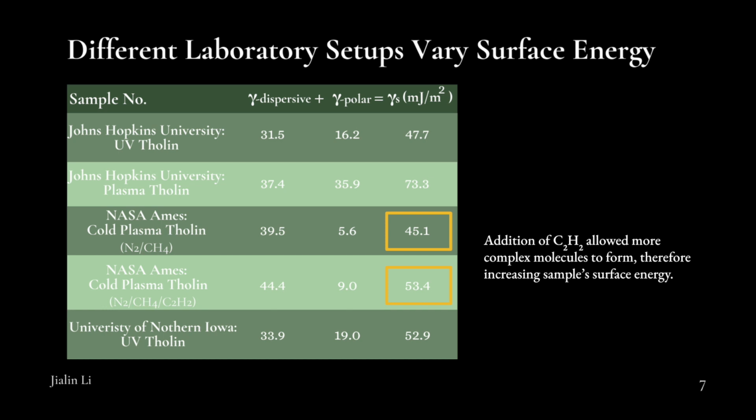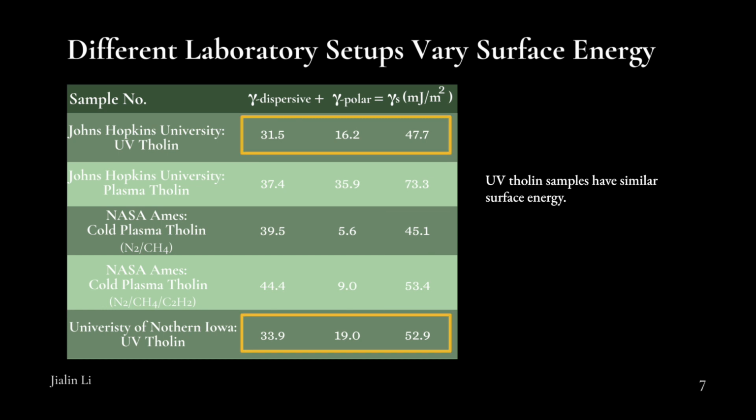From the surface energy, the Tholin sample with acetylene in its gas mixture has a higher surface energy. This may indicate that larger and more complex molecules are formed with acetylene in the gas mixture. Despite their short exposure time, the Tholin samples from NASA Ames have a similar total surface energy to the UV Tholin from the Johns Hopkins University sample. This can be due to the higher pressure, gas flow rate, and temperature.